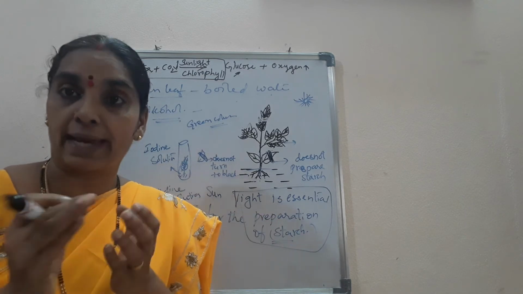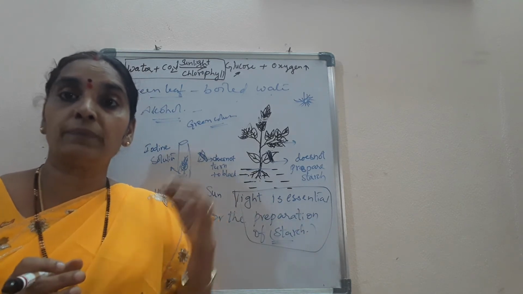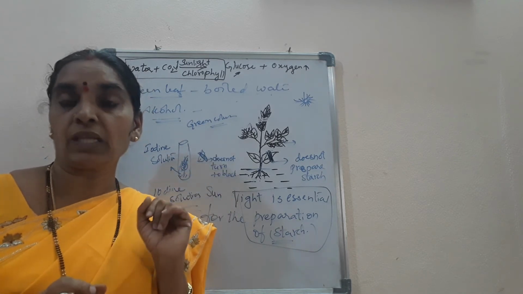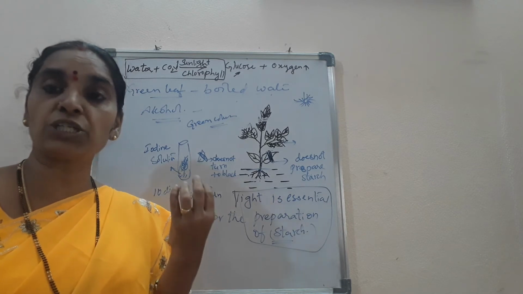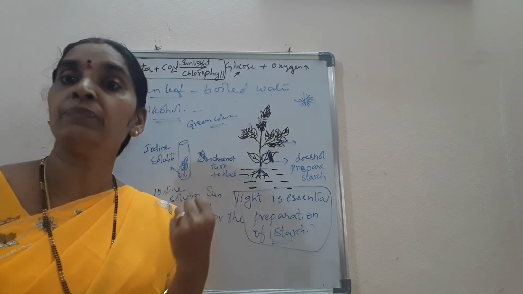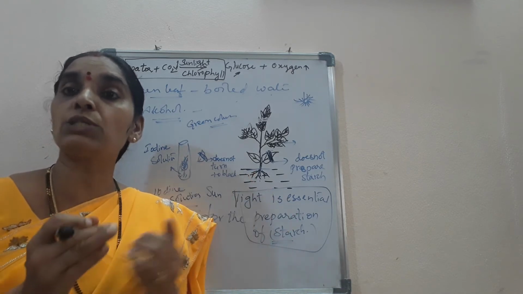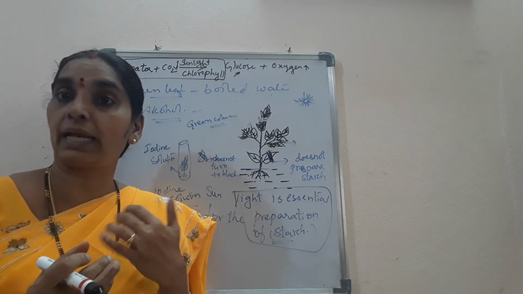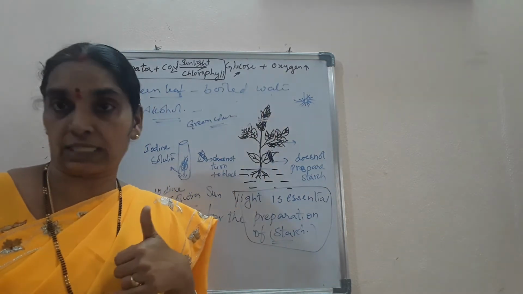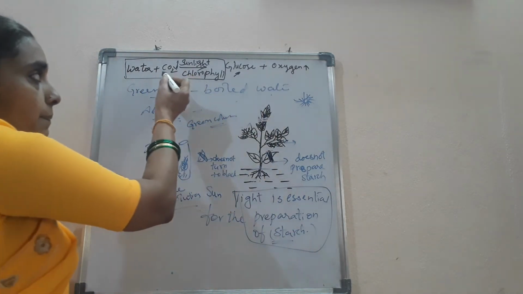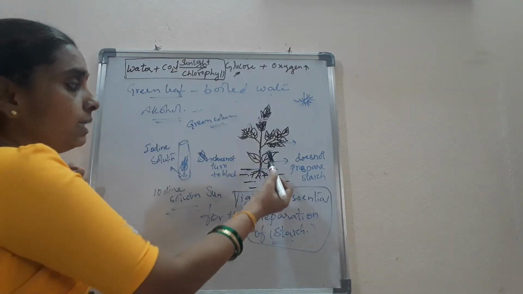So the exchange of gases takes place in the leaves through the stomatal pores for the preparation of food and getting energy. Respiration is the process of obtaining energy by oxidation of food in our body. But in plants, the exchange of gases, that is, taking in of carbon dioxide and release of oxygen, takes place in the preparation of starch. Is it clear? So the exchange of gases takes place through the stomatal pores in the leaves.